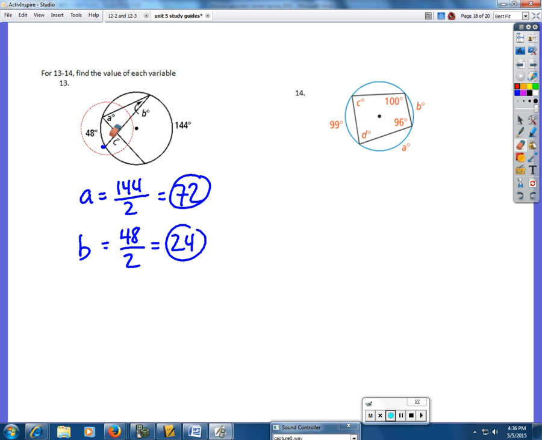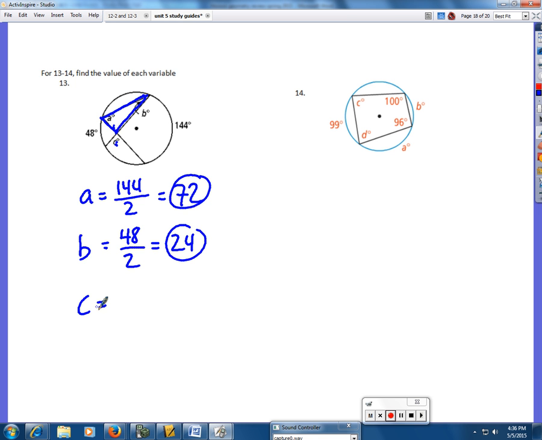Okay, now C. We did a problem in class a lot like this problem. I have this triangle here, it's not labeled. So I have that triangle. I know this angle, and I know this angle. I could get this angle, and since these two angles are vertical angles, once I know this angle, it's congruent to this angle. So C is going to be, well, A plus B is 72 plus 24, 96. So 180 minus 96 equals 84.